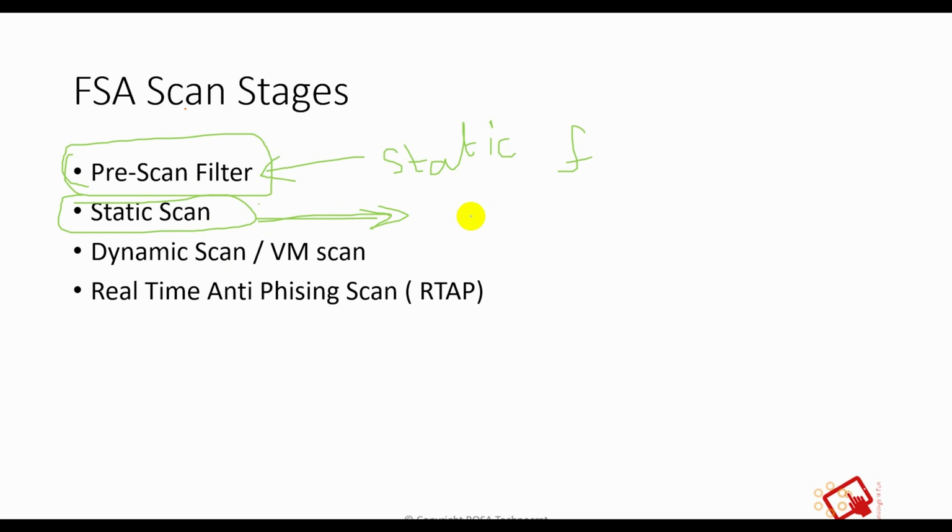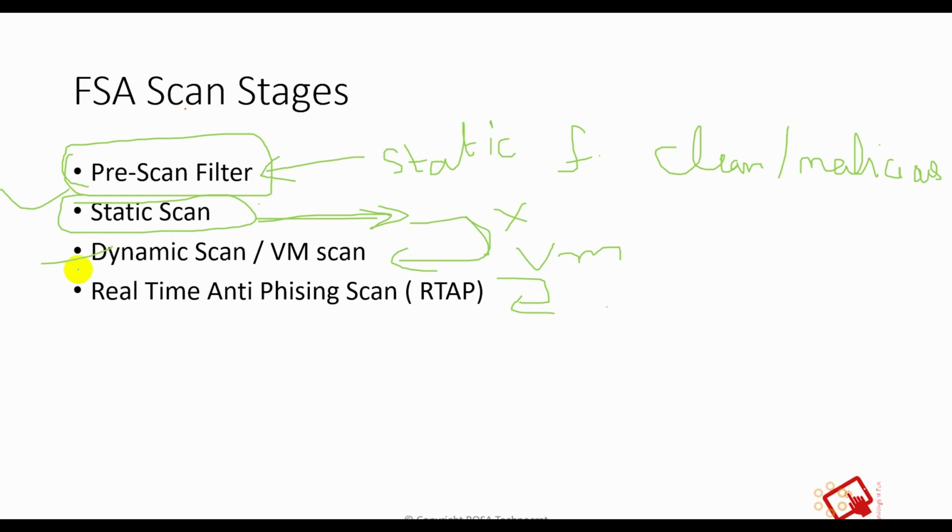Even at any of these stages, there can be a clean or malicious verdict, depending on low risk or whatever. Whichever stage the verdict comes at, that's it; it is not scanned in the next stage. If the static scan completes with no verdict, it goes to the dynamic scan, which is the VM scan, and then also to RTAP. So basically these are the different FSA scan stages: pre-scan filter, static scan, dynamic scan, and RTAP.